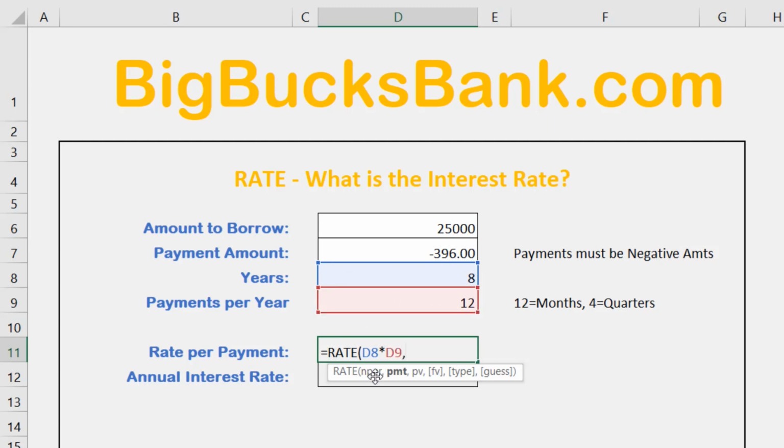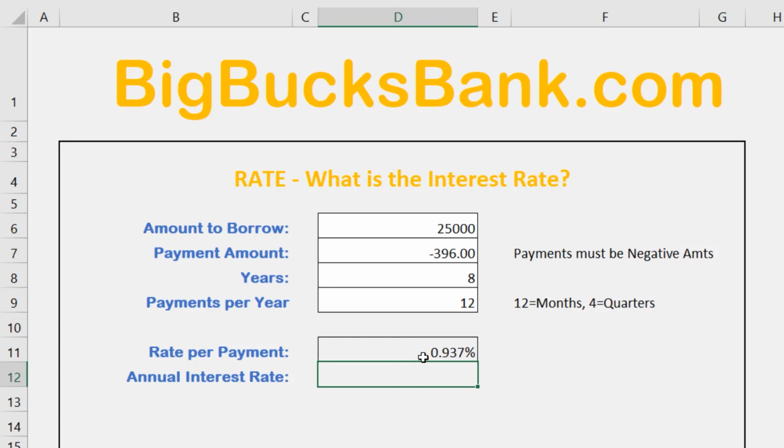I'll hit a comma. The next thing it wants is your regular payment, so I'll click on the payment amount. Notice that for this function to work, the payment amount has to be negative. I'll click a comma. The last thing it needs is the present value, which is the amount to borrow. So I'll click on that and close my parenthesis, and there's an answer.